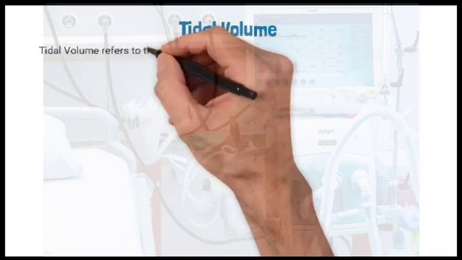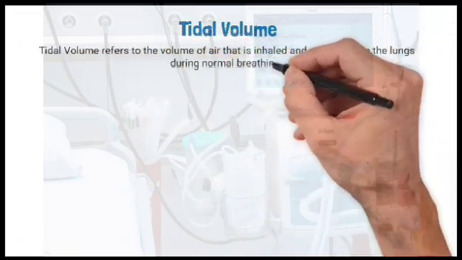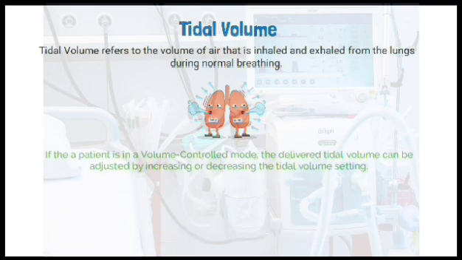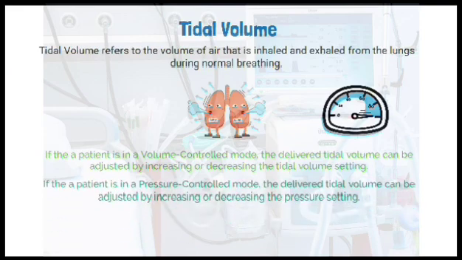Tidal volume refers to the volume of air that is inhaled and exhaled from the lungs during normal breathing. The tidal volume setting on the ventilator determines how much air is delivered to the lungs by the machine. If a patient is in a volume-controlled mode, the delivered tidal volume can be adjusted by increasing or decreasing the tidal volume setting. On the other hand, if the patient is in a pressure control mode, the delivered tidal volume can be adjusted by increasing or decreasing the pressure setting.